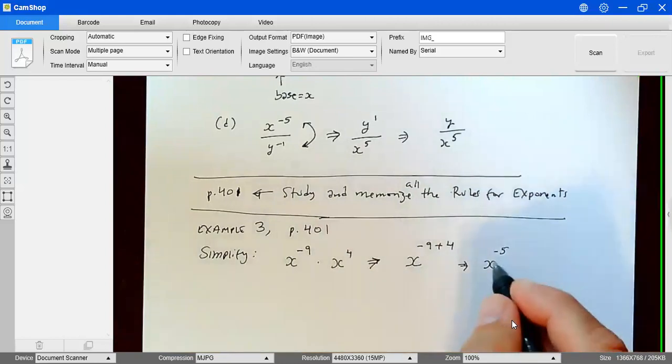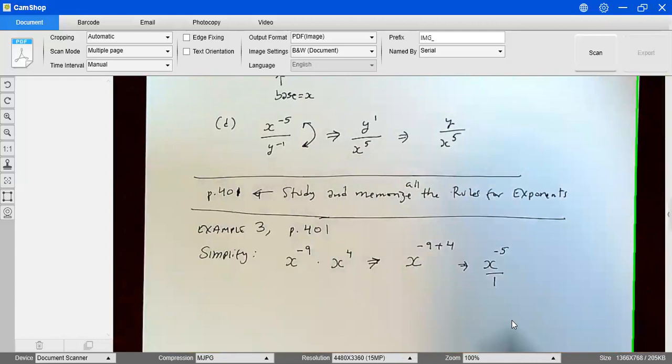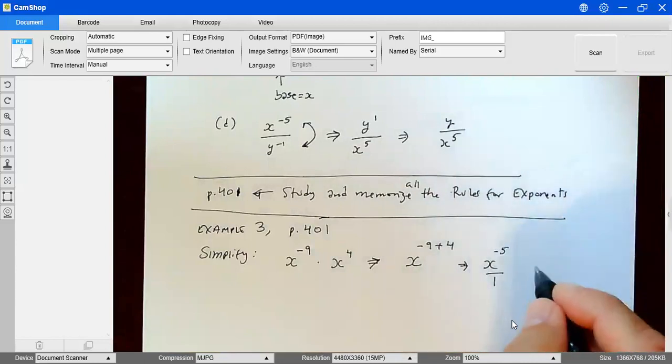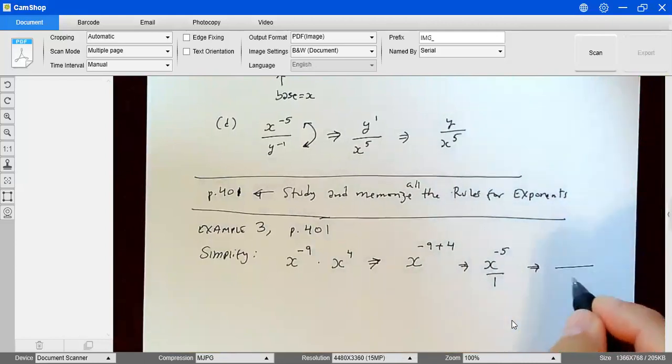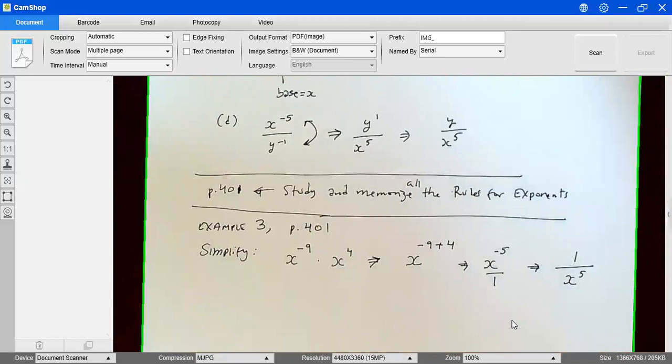Then we don't like negative exponents, so we need to move this x to the negative 5 to the denominator. So we're going to get x to the 5th, and we leave a 1 here. So that's the final answer for example 3.